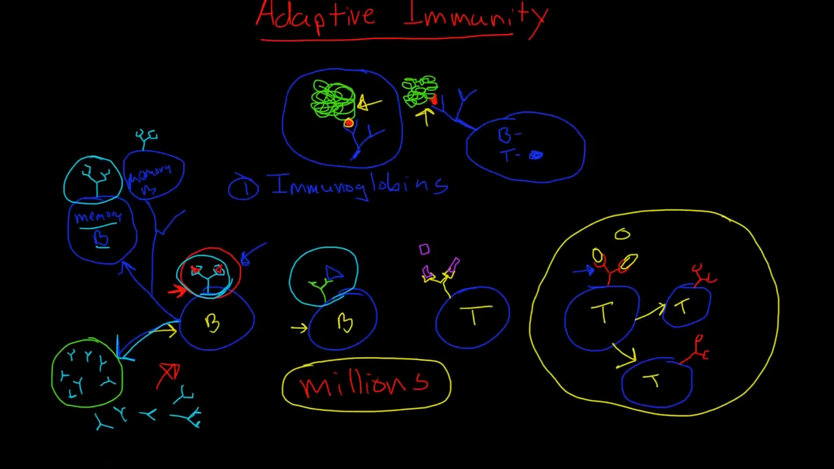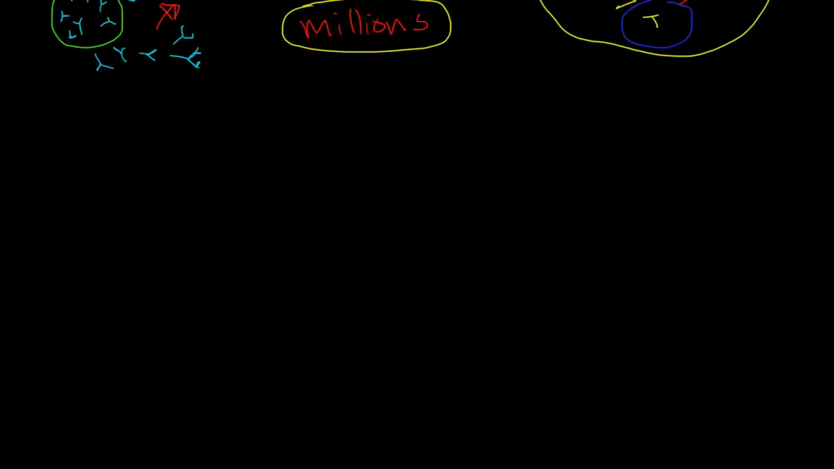So one of the ways that we regulate this is through what's called the major histocompatibility complex, which is in the human body synonymous with the human leukocyte antigens.